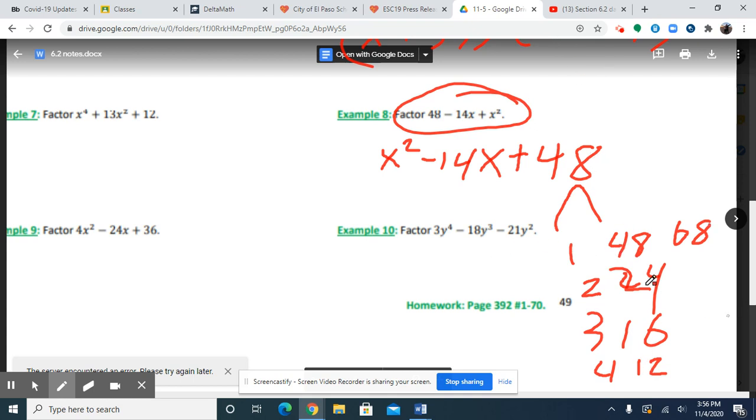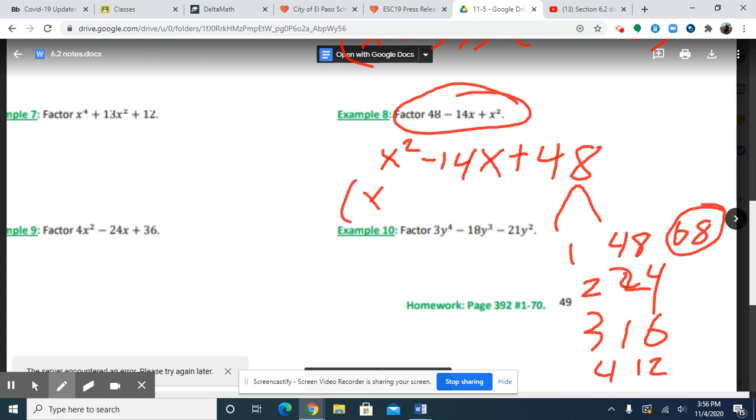So let's go ahead and decide. We need to have two factors that will multiply to positive 48, but will add up to negative 14. So we need to see which factors are going to add up, and they're both going to have to be negative so they can multiply to a positive, but then add up to a negative 14. So in this case, it looks like 6 and 8 would be it.